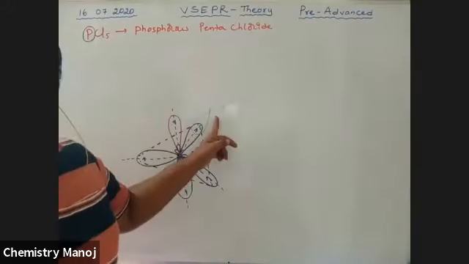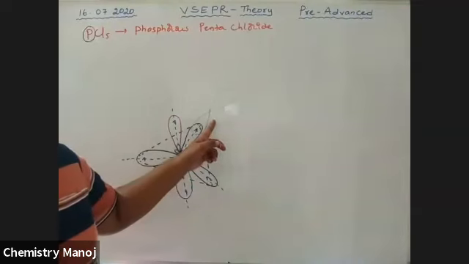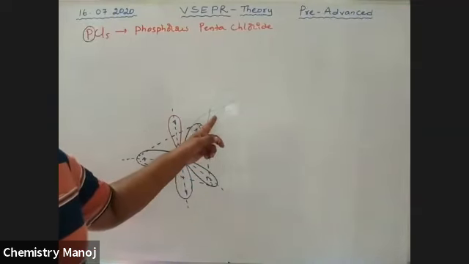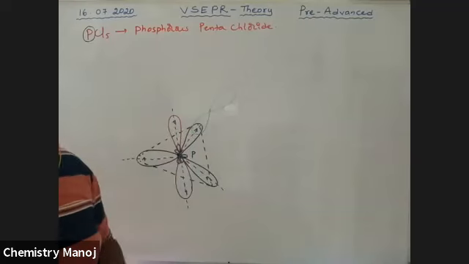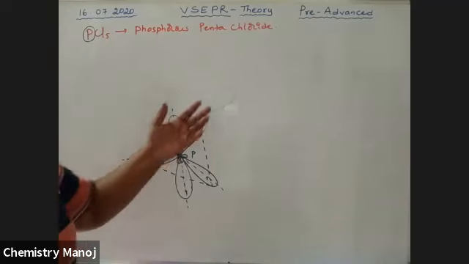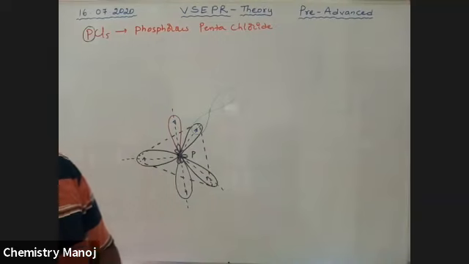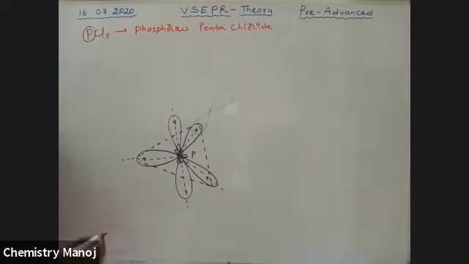Is this green visible to you? Tell me. The mixed d orbital is dz square. Don't worry.